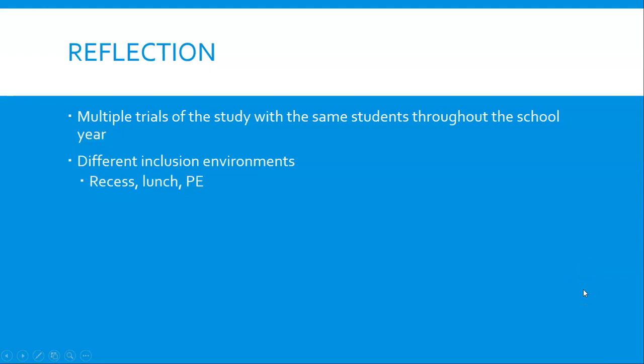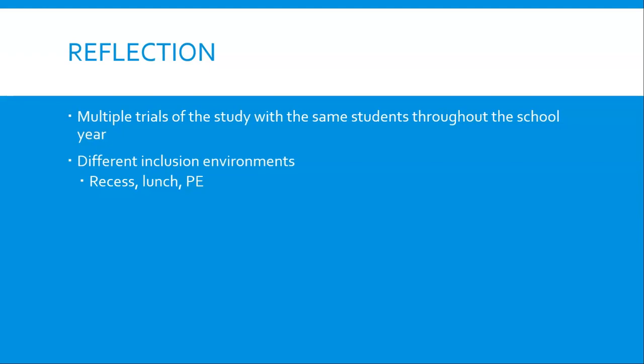When reflecting on this study and this data project, I had a few things come to mind that would be beneficial for this study. If multiple trials of this study with the same students were conducted throughout the school year, that gives the typical students more time to learn the students with disabilities, to learn the students in the self-contained classroom. It'll be interesting to see as time goes on if those initiated interactions became stronger with more and consistent exposure to the students with severe disabilities.